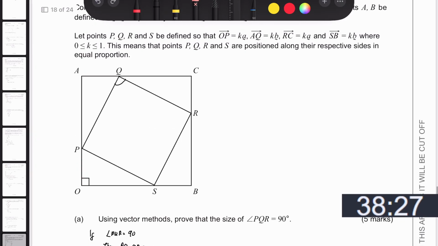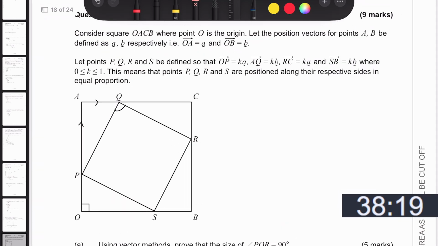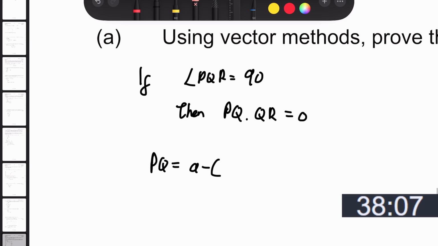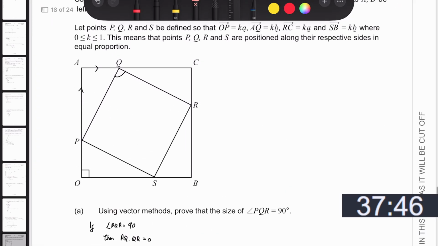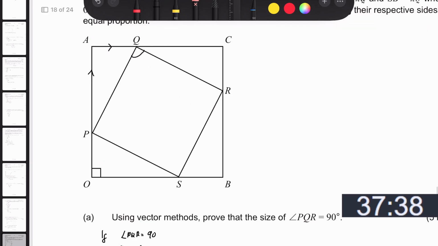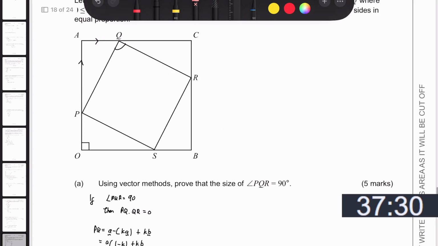P to Q is equal to, AQ is equal to kb. PQ is equal to a minus ka plus kb. So this is equal to a(1 minus k) plus kb. And then QR is going to equal b minus, so b(1 minus k) plus ka.